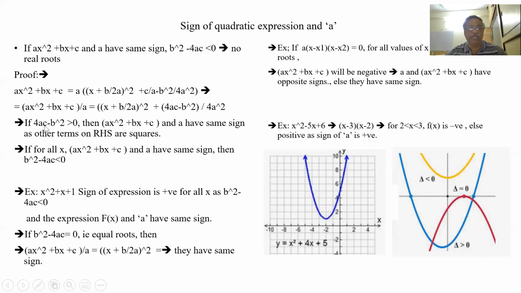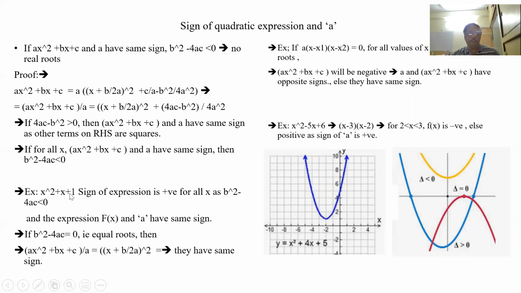That means if I take the minus, b square minus 4ac is negative, then we have the same sign. 4ac minus b square greater than 0 is equal to b square minus 4ac less than 0. That means both have the same sign. This is what we have seen here: a positive, y positive; a negative, y negative. So this is what is being discussed here. Let us see an example: x square plus x plus 1. We have to write the sign of the expression for all values of x.